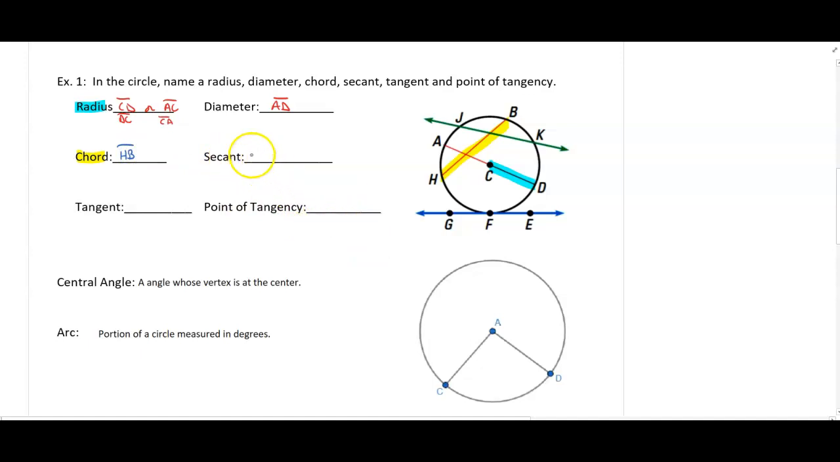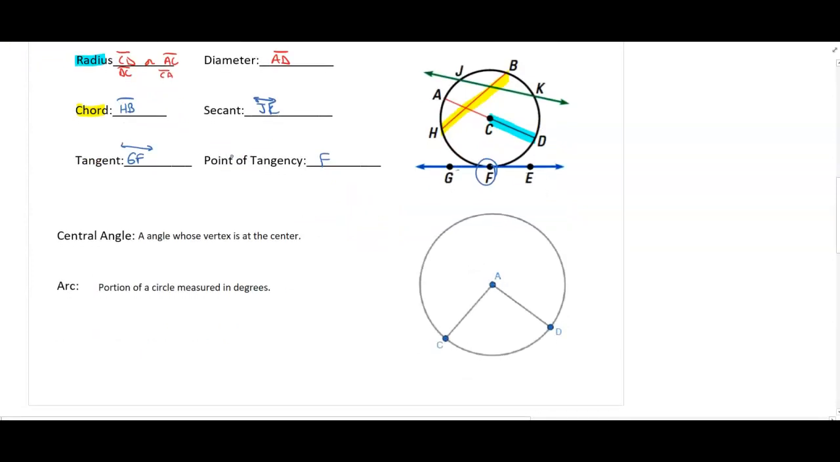A secant, right, that would be JK, right? But because it's a line, I have to put the arrows on the end when I name it. And a tangent, what line intersects at one point? That would be GF. Now, that's line GF, but you could also name it GE, EG, FG. You can name it a lot of different things. Now, the point of tangency, right, is what point does this line intersect the circle at? That would be point F.